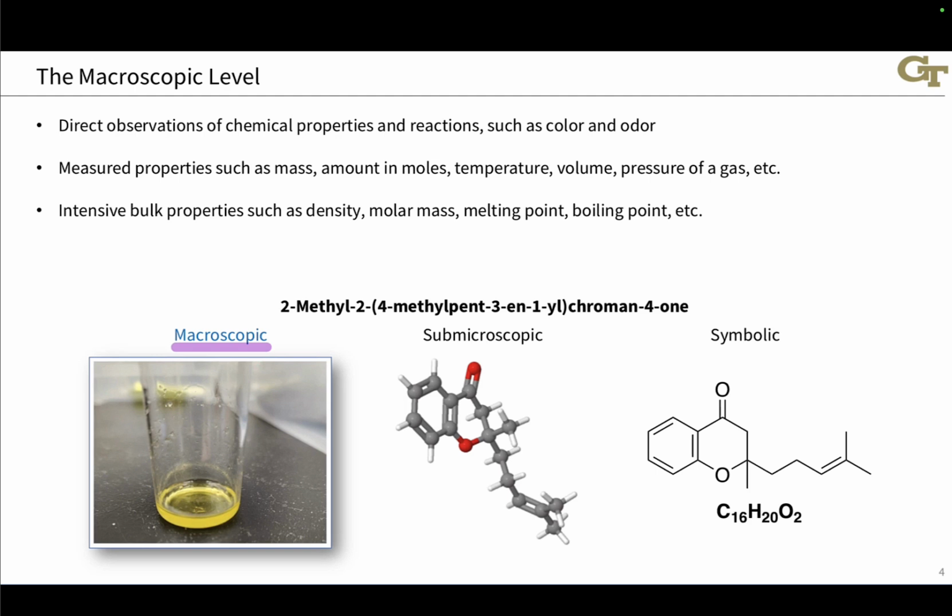At the bottom of this slide, I've got three representations, we might say, of this chemical compound: 2-methyl, 2,4-methylpent-3-ene-1-yl chromane 4-one. That is an absolute mouthful. On the left, at the macroscopic level, we have just a photograph of the substance. It's a yellowish liquid at the macroscopic level. The color, the fact that it's a liquid at room temperature, the viscosity of this liquid, the mass, the volume, these are all macroscopic properties.